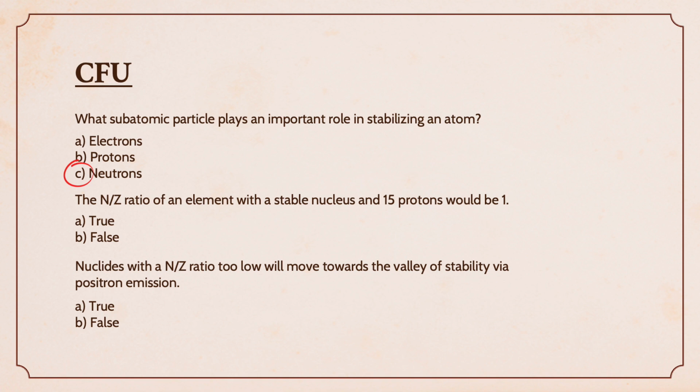must be true. The third question says nuclides with the N/Z ratio too low will move towards the value of stability via positron emission. We know that if the N/Z ratio is too low, then the nucleus has to move closer up into the value of stability through positron emission, so this is true.